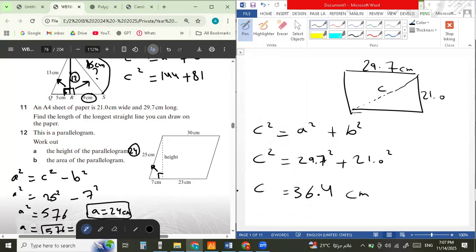The area of the parallelogram. Oh, so what is the area of a parallelogram? A equals BH, base times height. The base is what? The base is 23 and 7, which is 30, times the height. We've just found it. It's 24. So 30 times 24, 3 times 24 is 72, and there is a 0, so it's 720 centimeters squared. This is the area of the parallelogram.